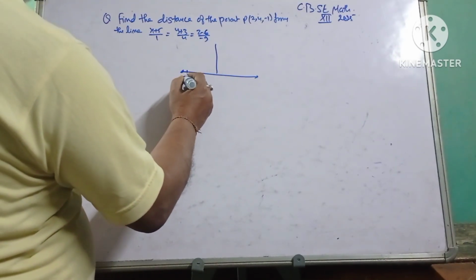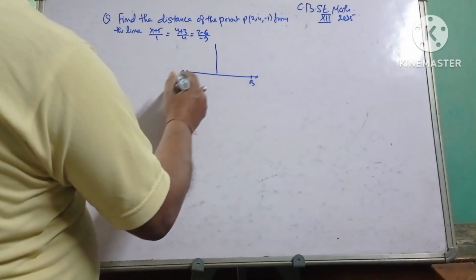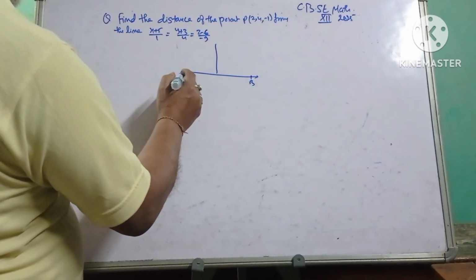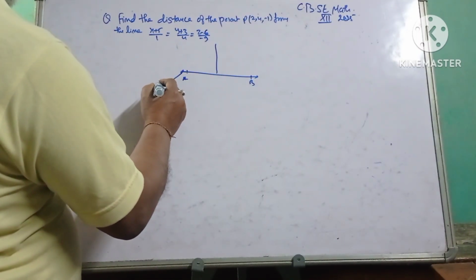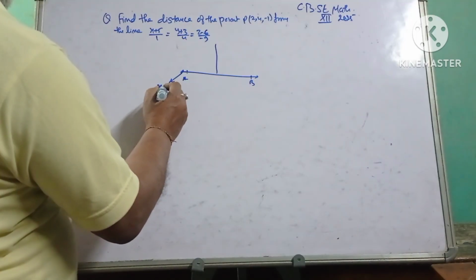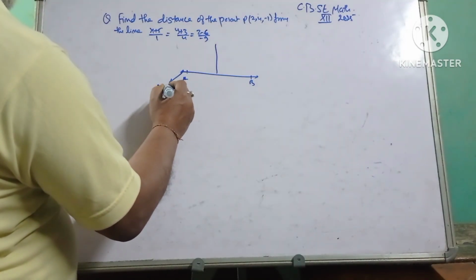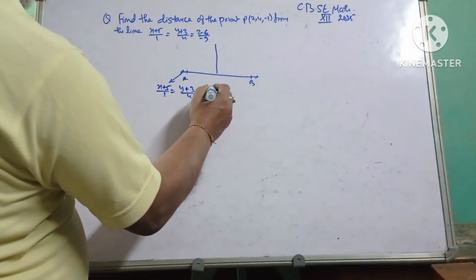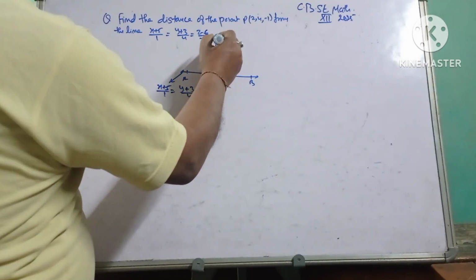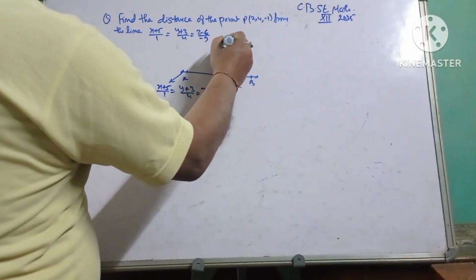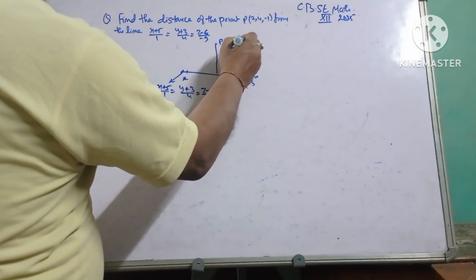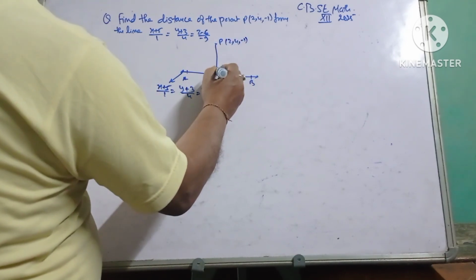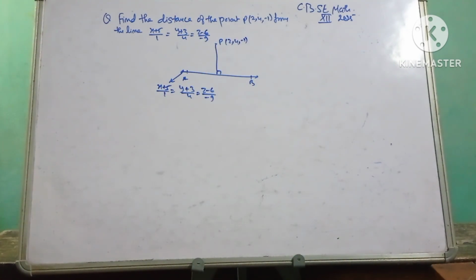This is your line, your equation of this line. It is (x plus 5) by 1 is equal to (y plus 3) by 4 is equal to (z minus 6) by minus 9, and this point P is (2, 4, minus 1). This is perpendicular. Distance means perpendicular.